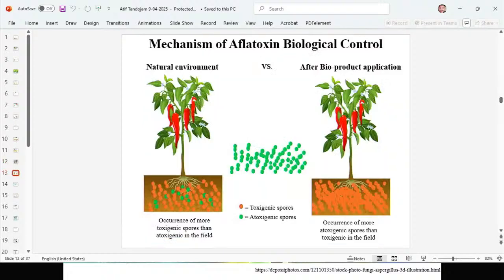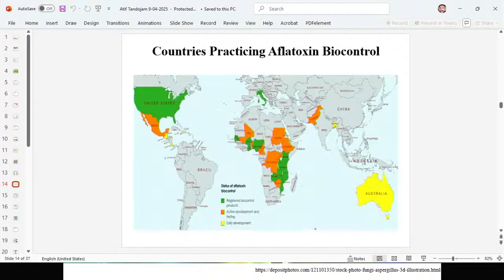So this is the mechanism of biological control. It's important to know that the causing agent for aflatoxin is Aspergillus flavus. But not all Aspergillus flavus can cause aflatoxin. There are a few natural strains which are called atoxigenic. They don't have the ability to cause aflatoxin. And these are the areas where currently people are using aflatoxin biocontrol.